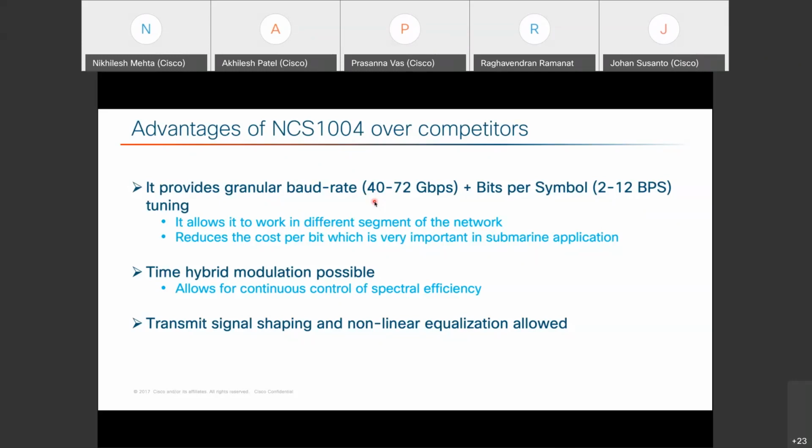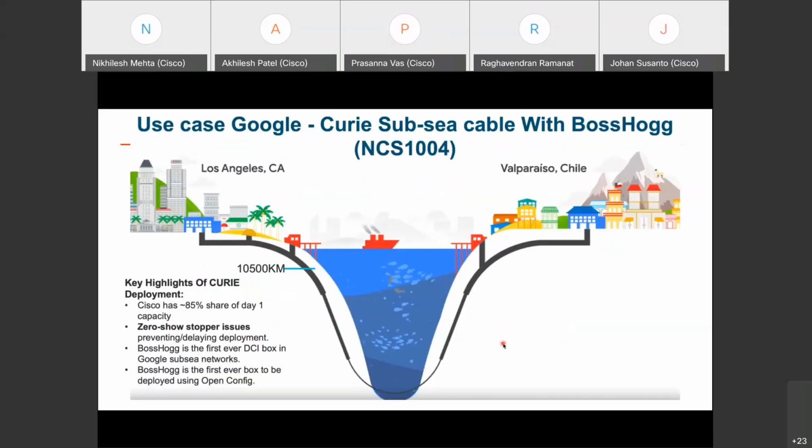The second point is that time hybrid modulation is possible. As I told before, you can use different modulation formats in a time hybrid fashion as well. What it allows is continuous control of spectral efficiency, and in this, transmit signal shaping and nonlinear equalization are also allowed. So these are the different advantages of using the NCS 1004.